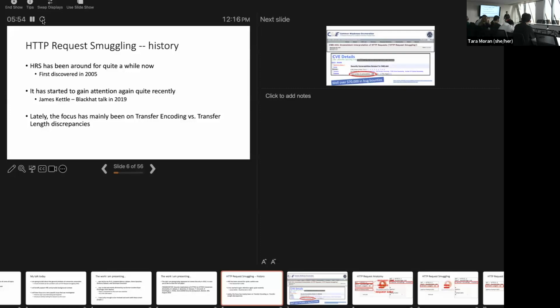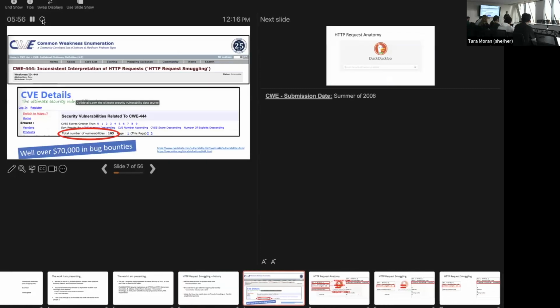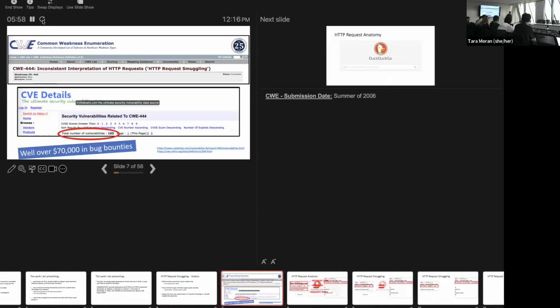In any case, HRS, is it important? Yes, it is, because if you look into CVEs and how people are making bug bounty money, you're going to see that people are able to find HRS vulnerabilities, exploit them, and sell them. Sometimes they make well over $70,000 in bug bounties for finding these specific issues, right? So companies like Akamai, Cloudflare, all these content distribution networks are interested in this. So it is a real thing. It's not just theory. But what is it, right?